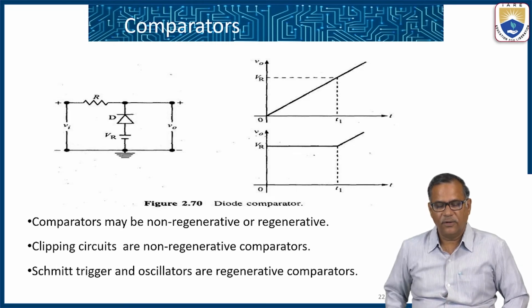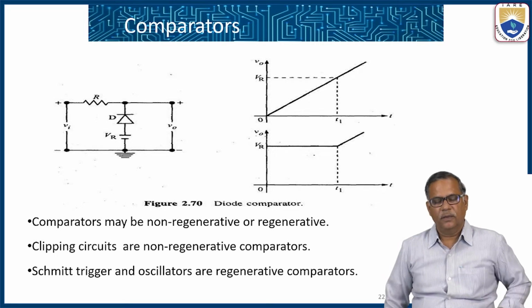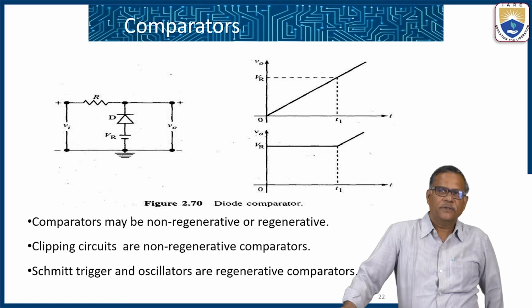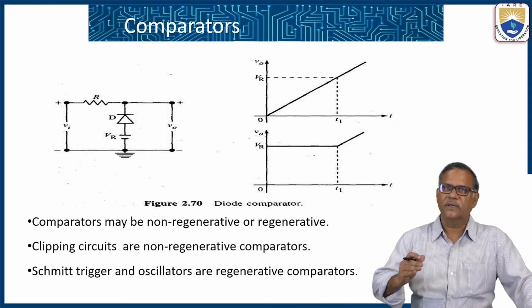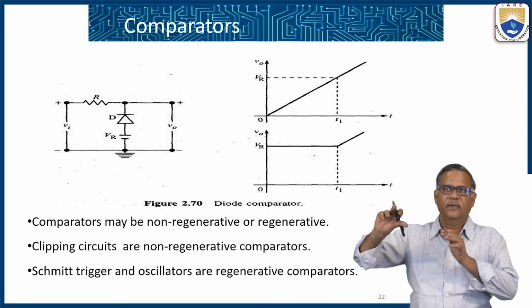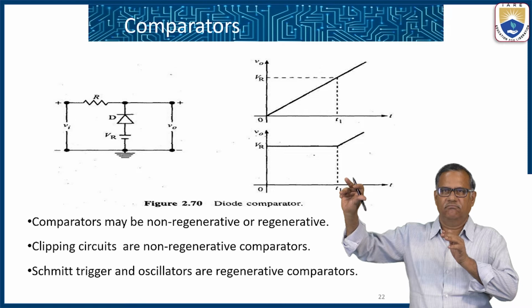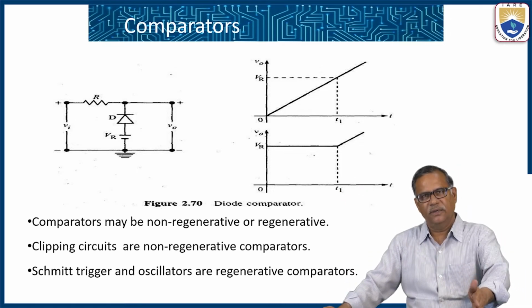Now this is a comparator circuit built using the diode. Here we have given the input signal in a ramped format. So the input signal is a ramp signal. What is a ramp signal? It continuously increases with time. So there is a ramp signal, and such a signal is given to this circuit.